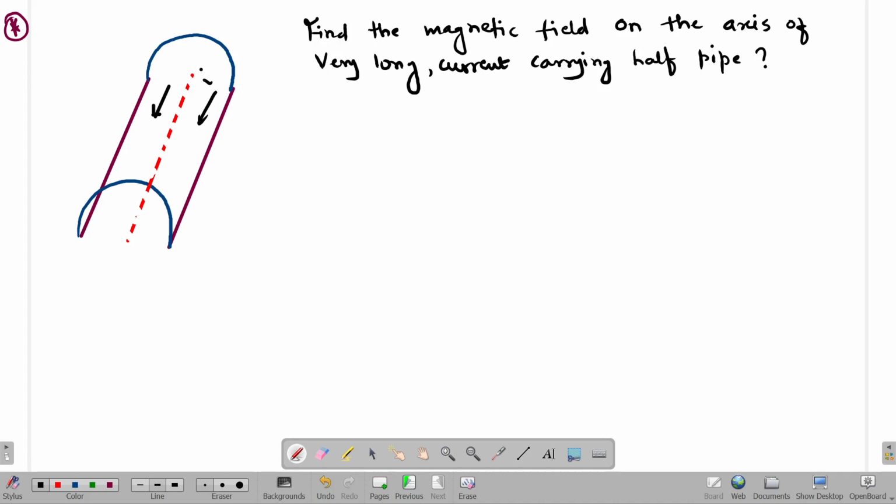Is the half pipe solid or hollow? It's a half pipe. Pipe means what? Hollow cylinder. Pipe means only hollow cylinder, isn't it?